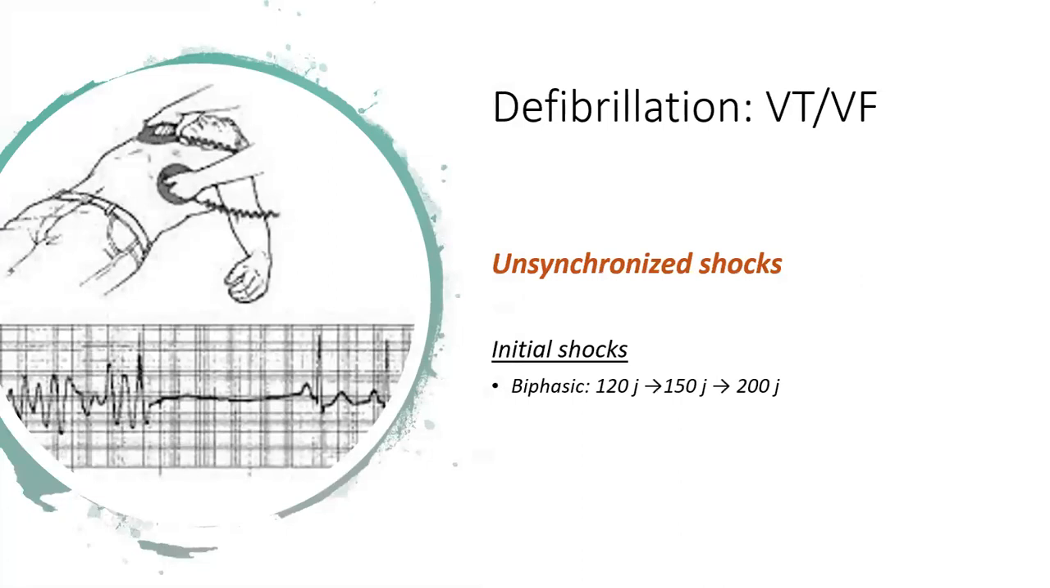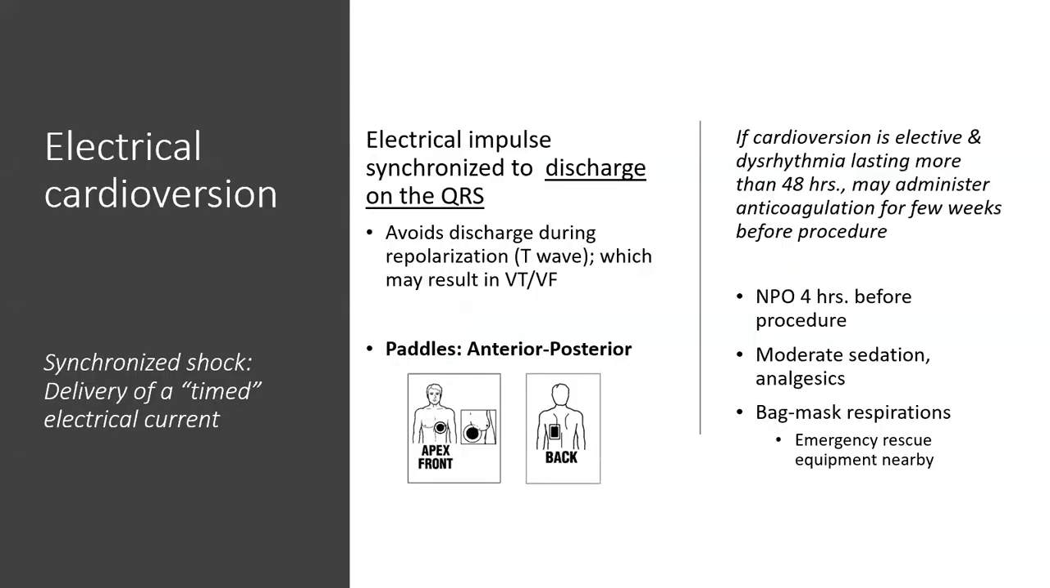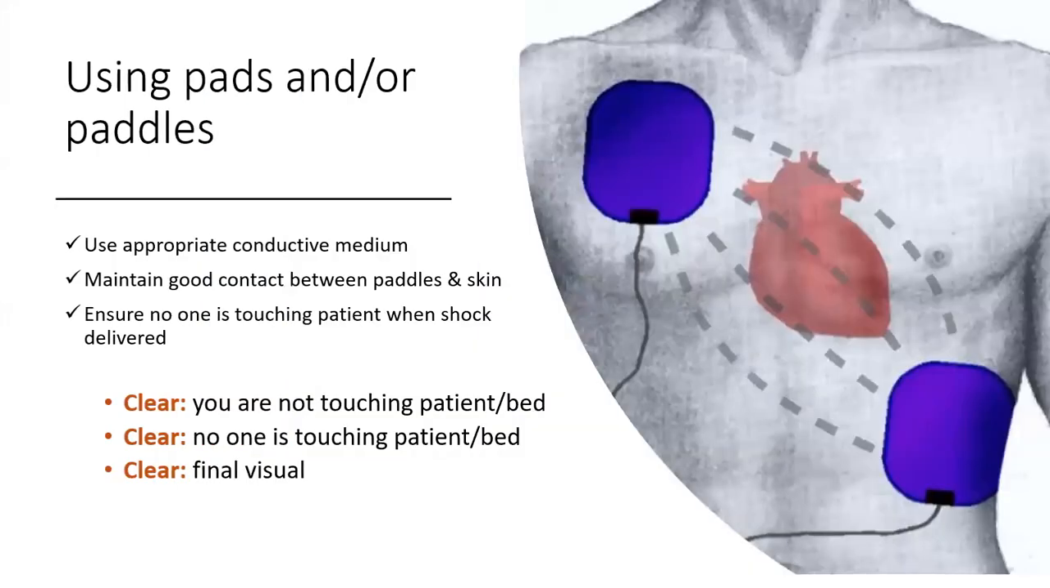Defib is for VT and VF. So these are the unsynchronized shocks. Initial shocks with biphasic are going to be 120 to 150 to 200 joules. I can either use the padded ones, or they also have paddles. Let me just show you the picture here. You can use either the pads or the paddles, and they'll go on either side, and the whole purpose is they'll be sending that shock.